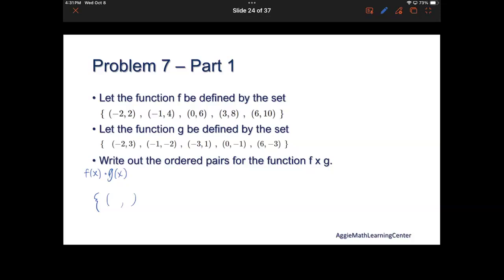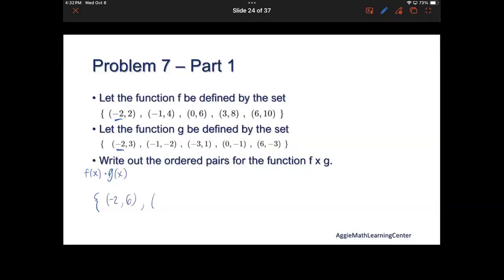Okay, so I'm going to do the first one. I need to know that the x input is in both f and g. So the first x input in f is -2. Hey, look, I have another -2 in g. So this input, -2, is in both f and g, so it will exist in the function f times g. So how do I do that? Well, I need to multiply what the output is in f with what the output is in g. So 2 times 3 is 6. So when the input is -2, in the function f times g, the output is 6.